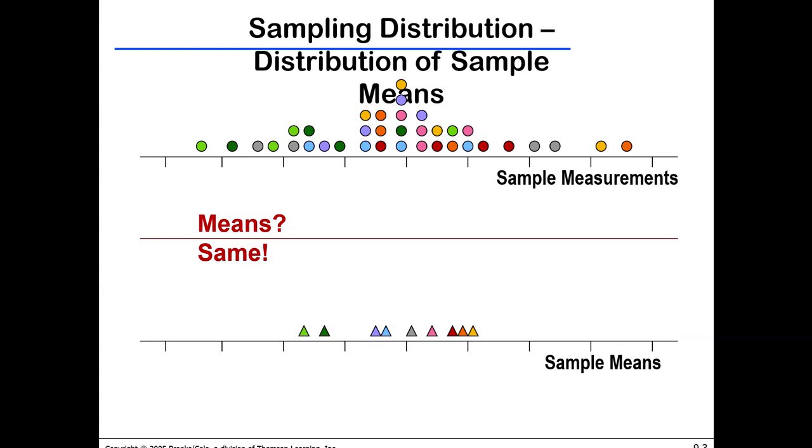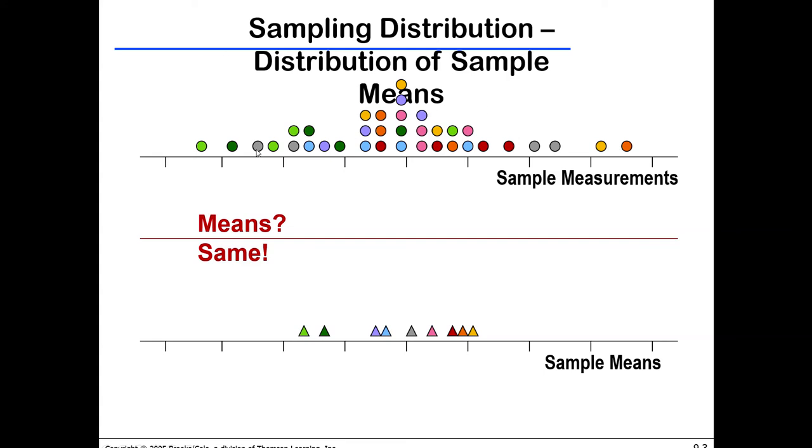Alright, so what can we tell? Well, on the top, if I keep doing that again and again, I'm going to get a distribution of individual bottles, right? How much liquid, how much drink I have inside each and every individual bottle.